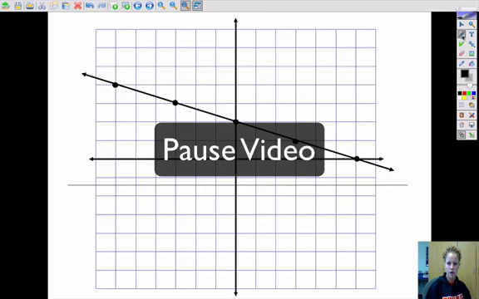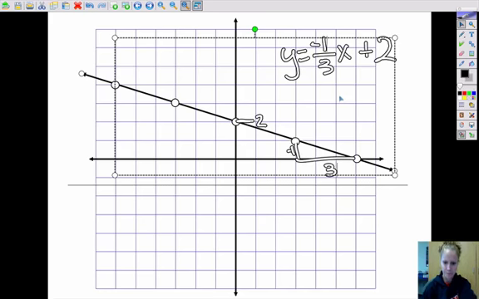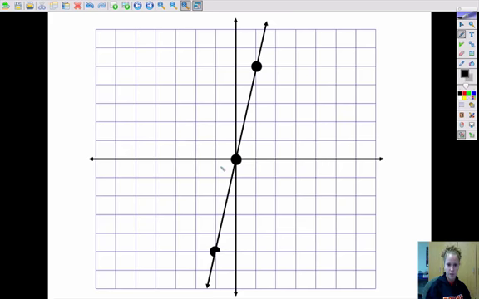Let's try another one. Pause the video and then we'll check it. Okay, if we check it here, we need y equals, our line's going down, so our slope's going to be negative. We go down 1 over 3. So negative 1 over 3. And our y-intercept, again, is 2. So negative 1/3 x plus 2. Let's try another one. Pause the video and try that one. And we'll check it now.